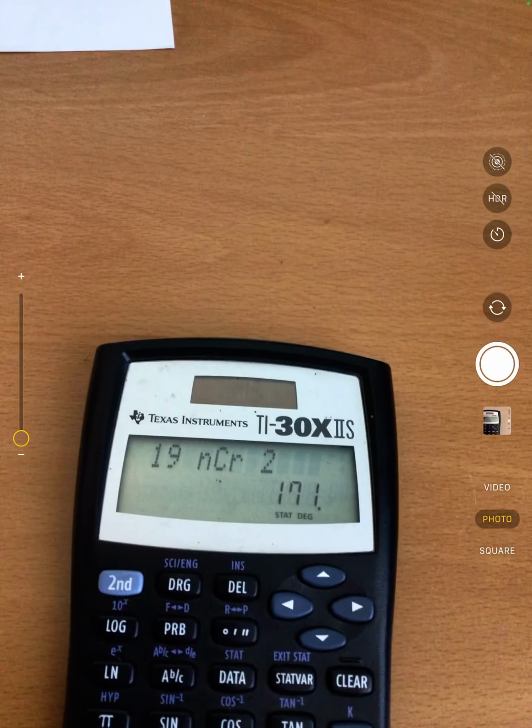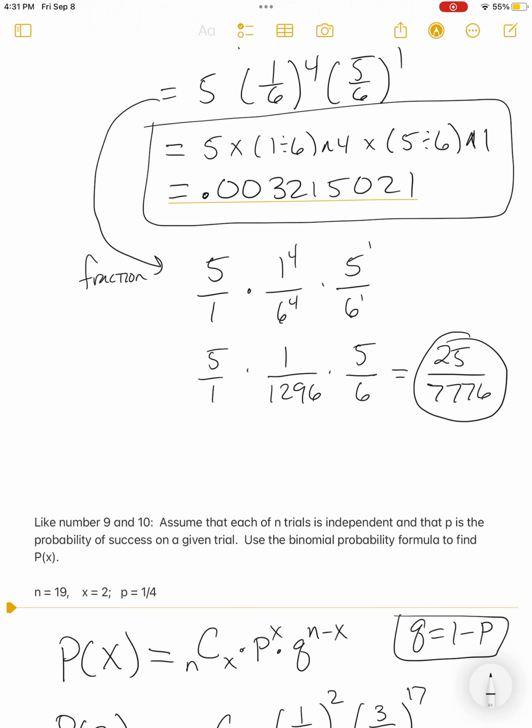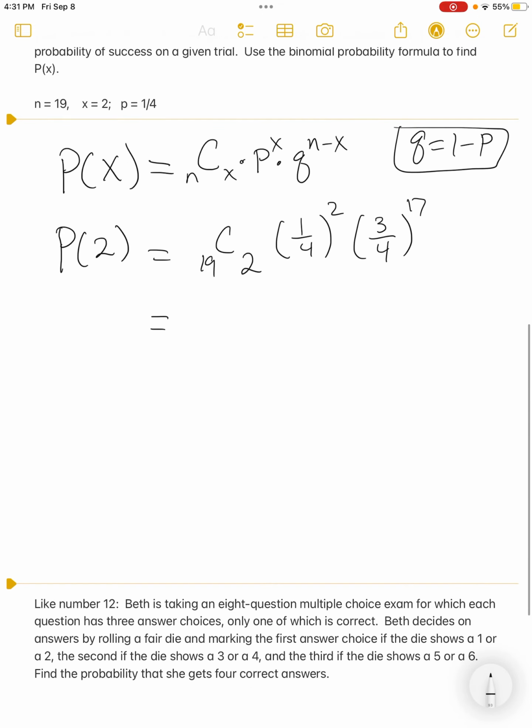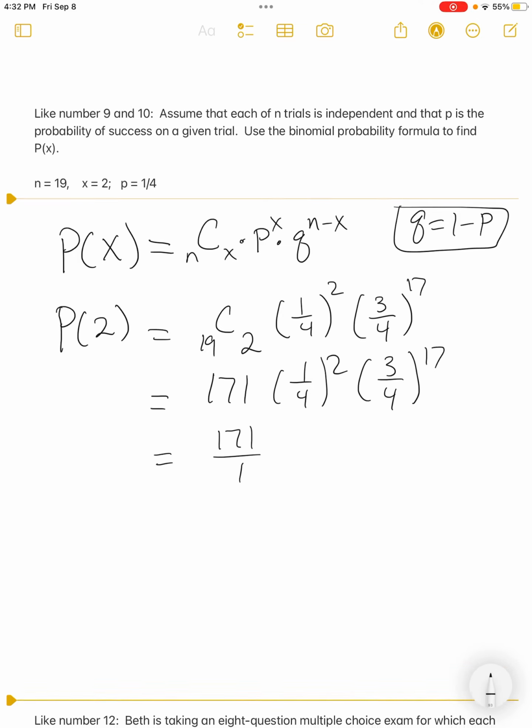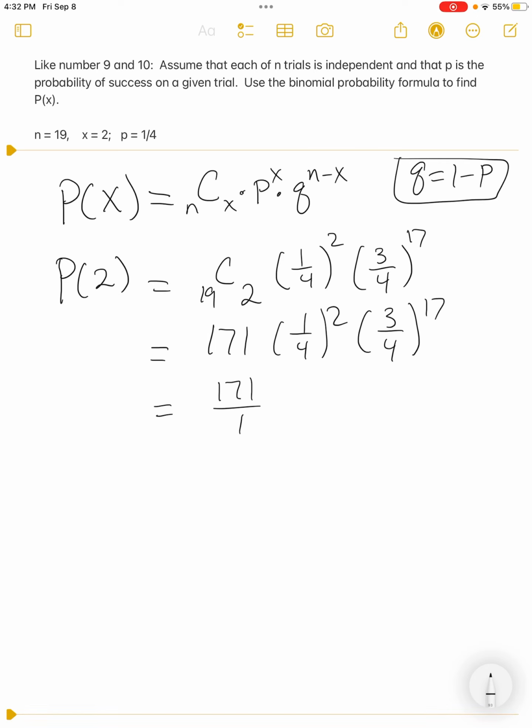Okay, so we just remember that 171, and we come here to our work, and we are like, okay, that's 171 times 1/4 squared times 3/4 to the 17th. Okay, 171. Let's keep it as a fraction this time. I know they said that they probably wouldn't, but what if they did? Well, we just leave 171 as a fraction. We square both of these. 1 squared is 1. 4 squared is 16.